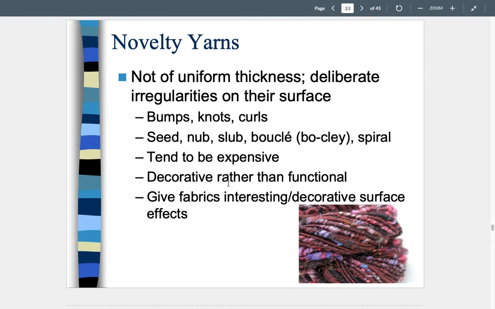Now, novelty yarns, we talked about these already. They're not uniform thickness. They have deliberate irregularities on the surface. They are made to look fun. They have bumps and knots and curls, seeds and nubs and slubs and boucle spirals. They have ribbon. They have knots. They have all these things that are meant to be decorative. So decorative rather than functional, and they tend to be expensive. You are adding in a bunch of stuff, essentially.